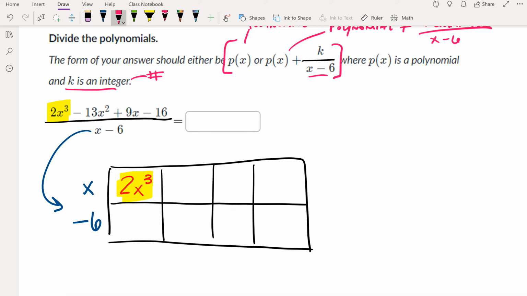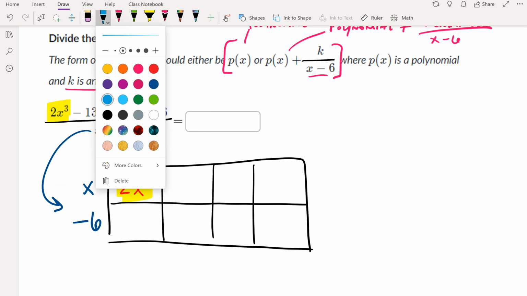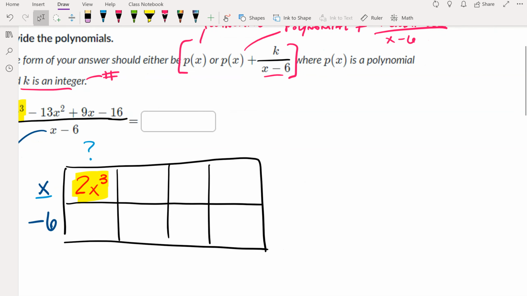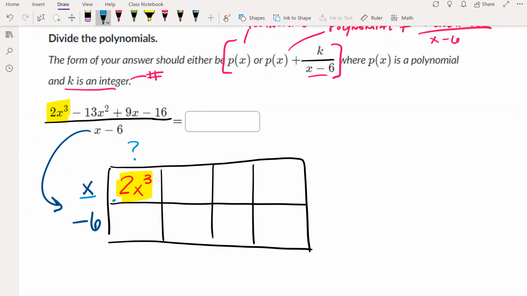All right, so now that we've got that there, we can go ahead and start filling out the rest of our box. So what we're going to do to get the top filled out is we're going to ask ourselves what multiplies by x to get me 2x cubed? And that number goes here. So x times 2x squared would give me 2x cubed. That's why 2x squared goes on top.